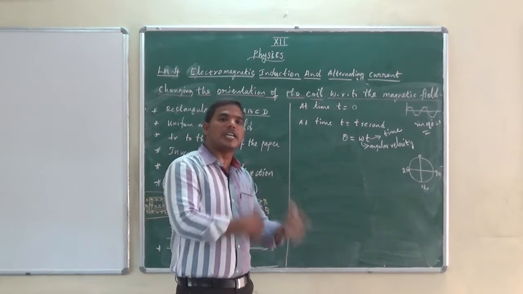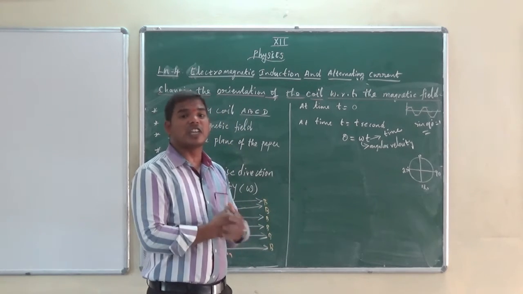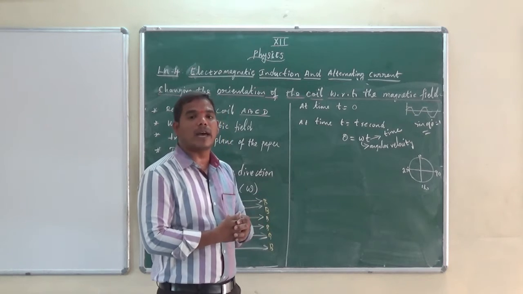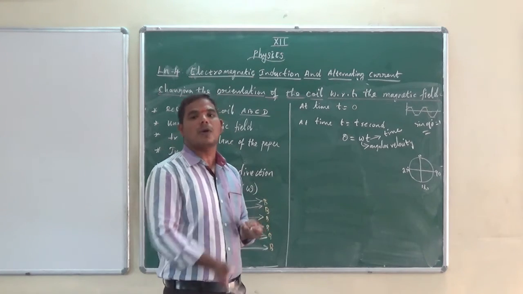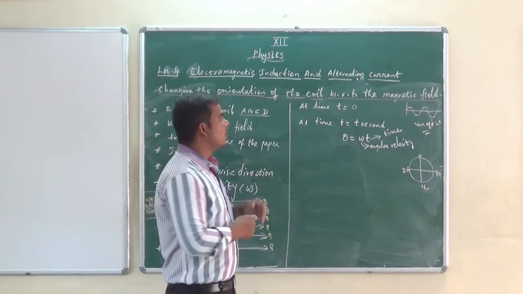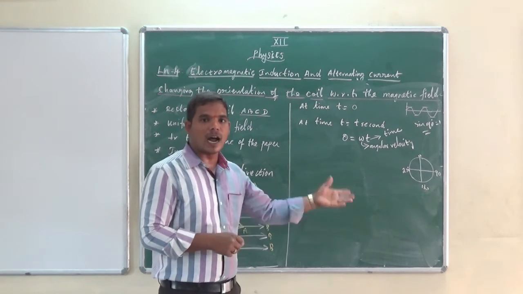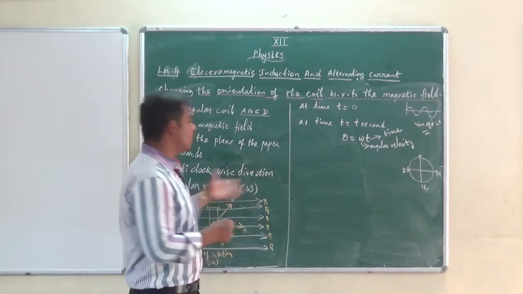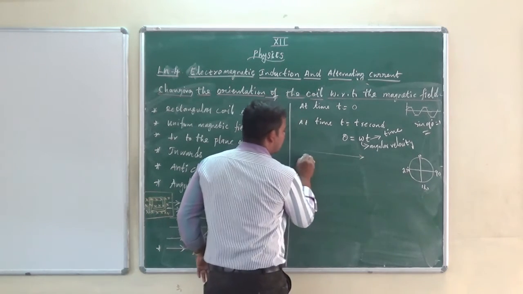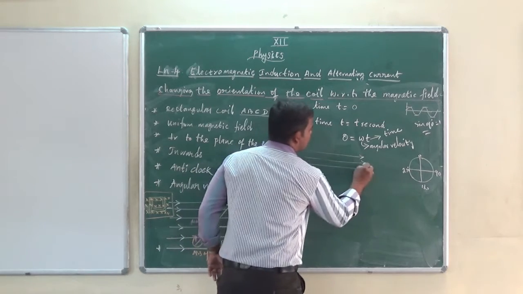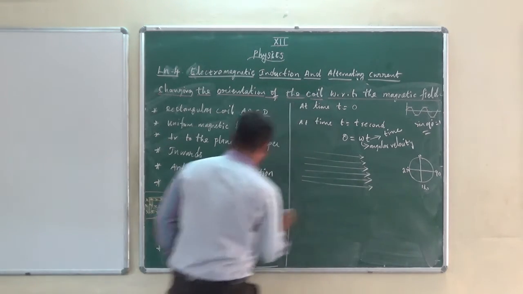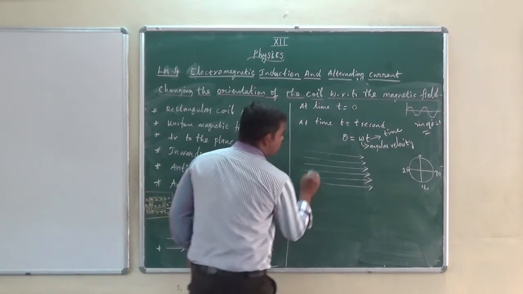If the orientation, that is the position of the rectangular coil, changes continuously, then what happens? The magnetic flux also changes. Due to the change in magnetic flux, according to Faraday's law, EMF is induced. I'll draw another diagram to show how the coil changes. See, I'll draw the uniform magnetic field. The white line indicates the uniform magnetic field. This is diagram A and this is diagram B.